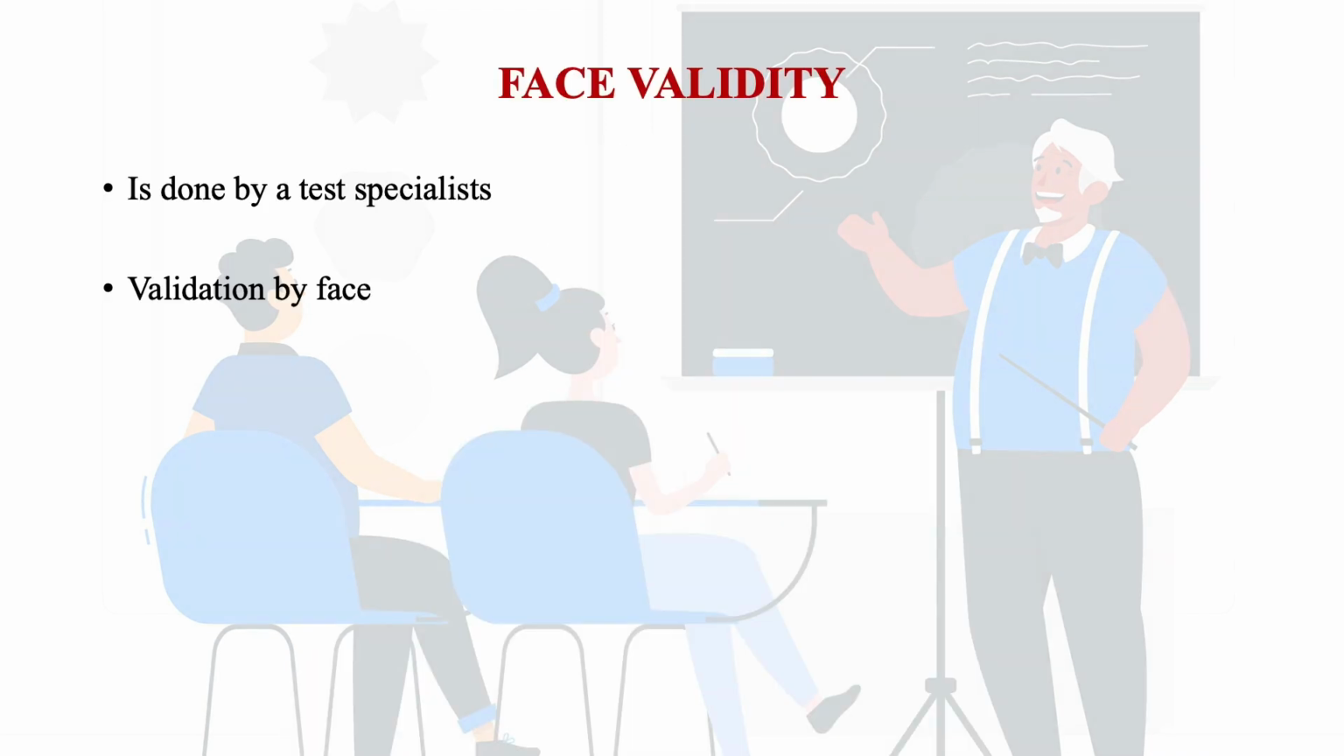if the specialist or the subject experts say that yes, the tool looks like a tool of achievement or a tool of intelligence or a tool of aptitude, then you can say that your tool has face validity. So this validation process is done by face. That means by looking, without going through the detailed content of the items of the tool, you can just establish the validity of the tool.